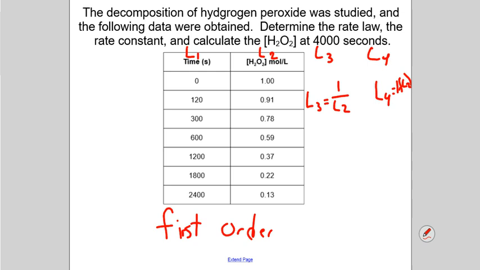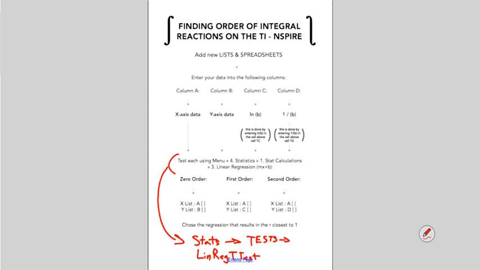The way to double check that is you want to look at what the R squared value is for all those lines. So R squared for this line is 0.9997. Whichever R squared value is closer to 1 is going to be your most linear line, and so your first order is the most linear because it's the closest R squared value to 1.